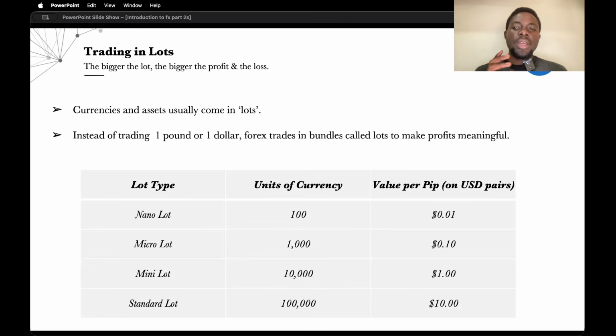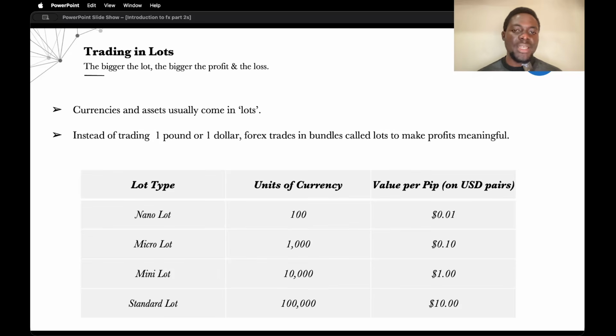Do you understand? Meanwhile, if you have 20 pips on a standard lot, that's 20 times 100. Let me do the calculation here for you. That's like 200. So if you are trading on a standard lot for a pair like GBP USD, and then you go 20 pips, you've made $200. Do you understand? And that's big money. And if you lose 20 pips too, you've lost $200. You understand?